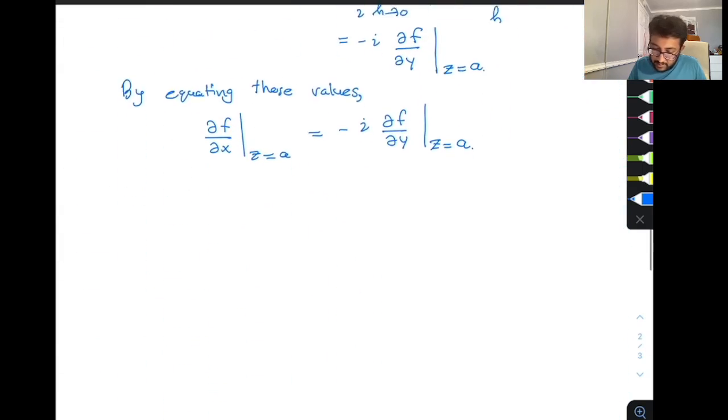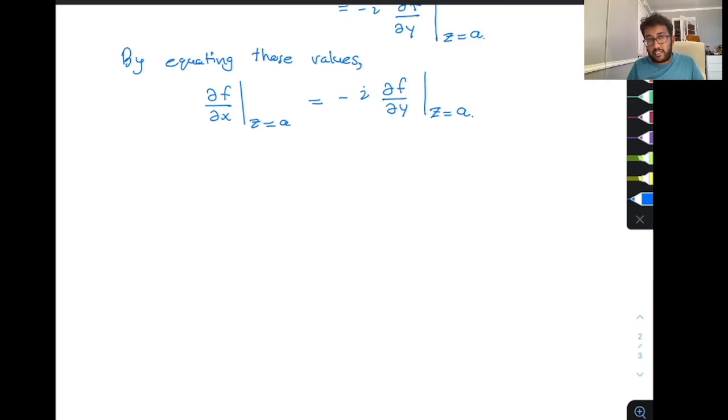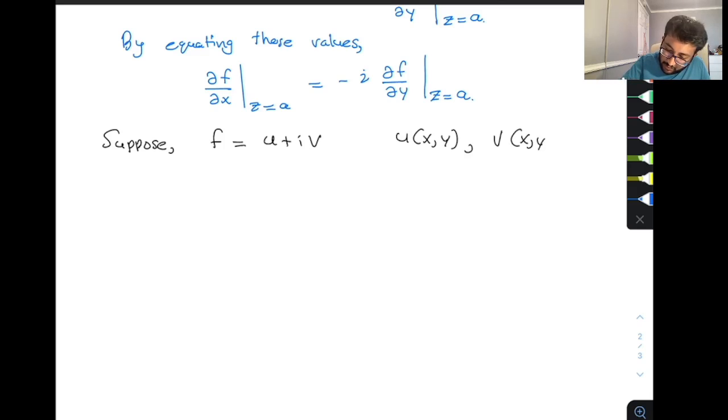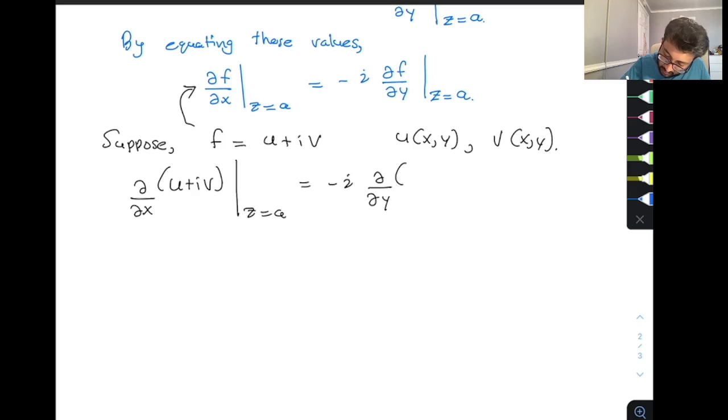Now using this fact, I can obtain the Cauchy Riemann equations. Right. Now I know that f is a complex valued function, therefore it has a real part and an imaginary part. Therefore we can suppose f equals u plus iv, where u is a function of x and y and v is a function of x and y. And I'm going to insert this f into this expression. Right. Then I have the partial with respect to x of u plus iv evaluated at z equals a is equal to minus i times the partial with respect to y of u plus iv evaluated at z equals a.